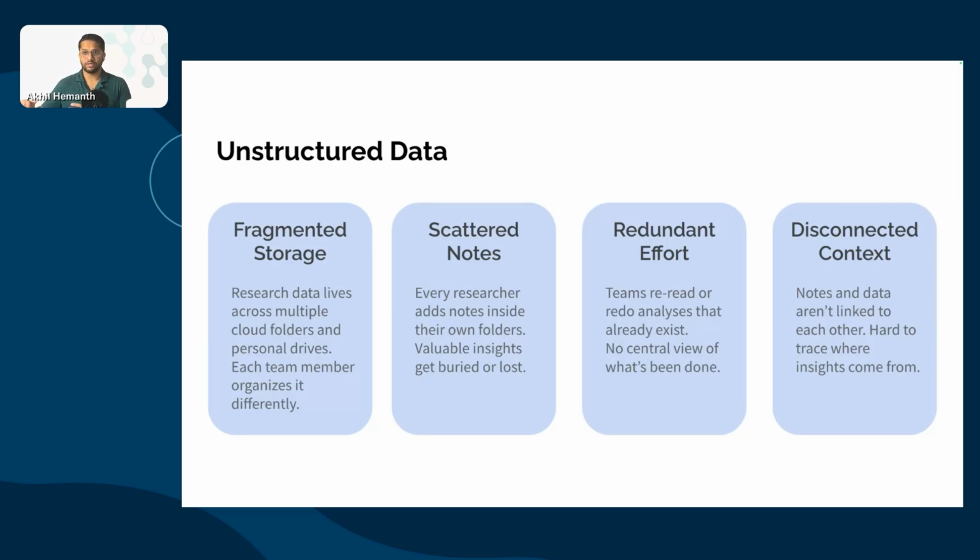Redundant effort: if one team member does some kind of research, the other team member would have to look at the notes and may also have to look at the data. So you're duplicating the work over and over again. And also disconnected context: notes and data are not linked together, and so it's hard to find which research paper the notes were made from.